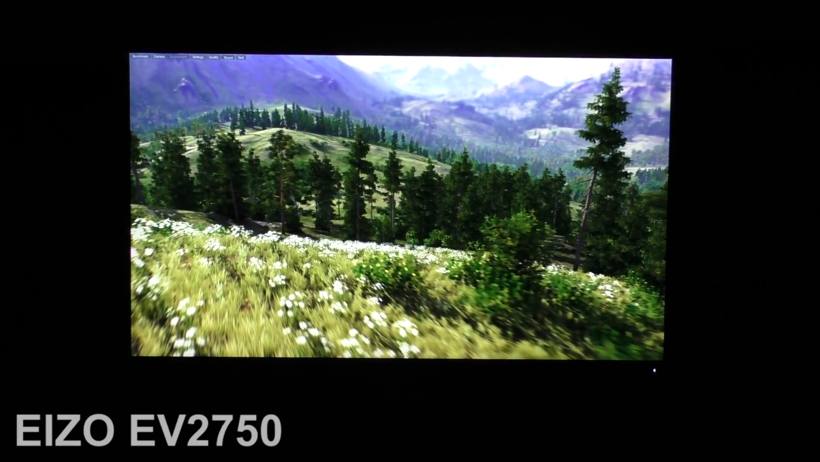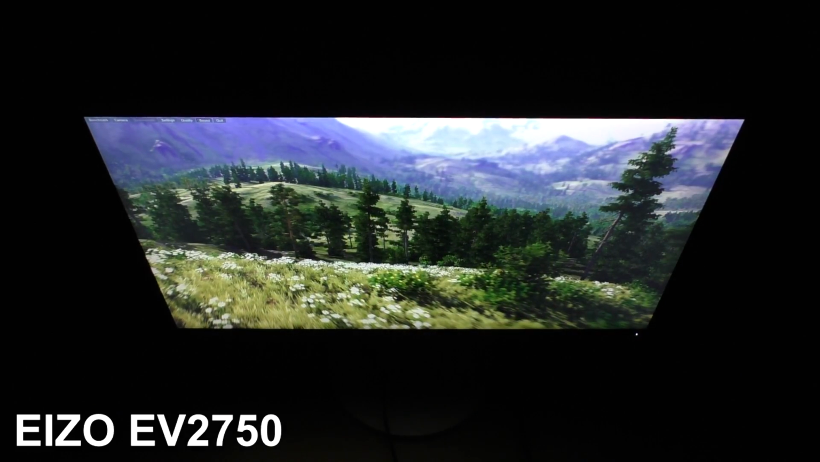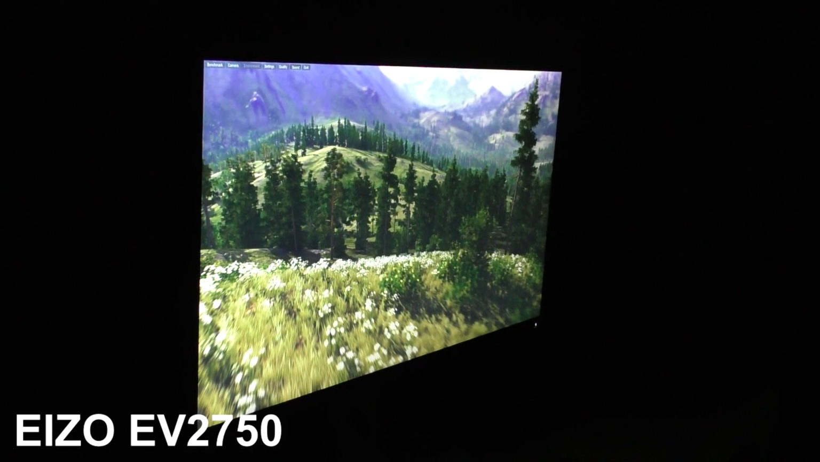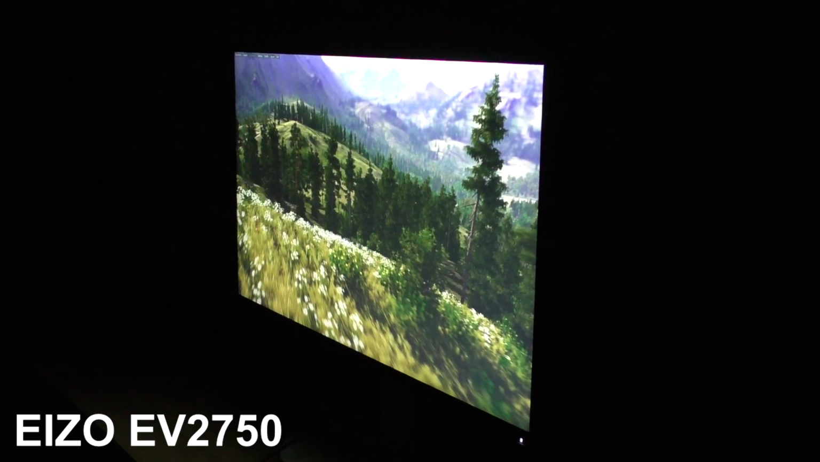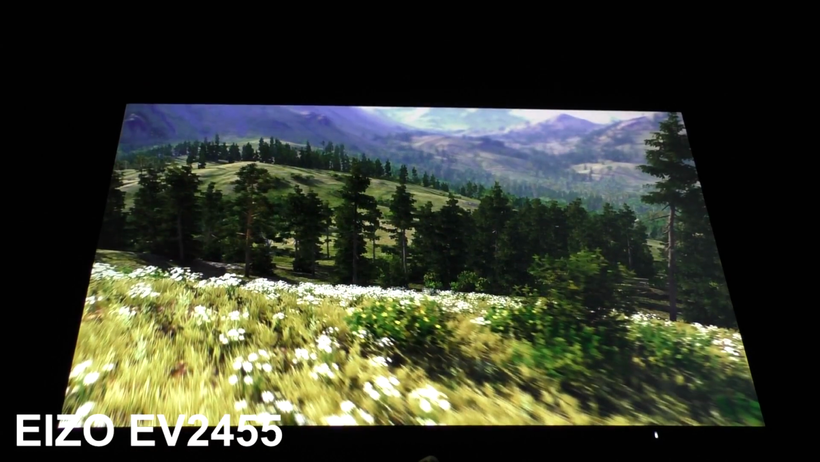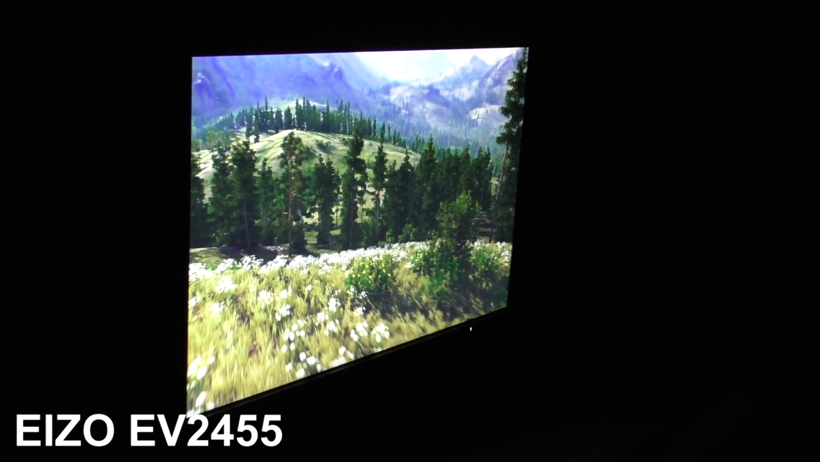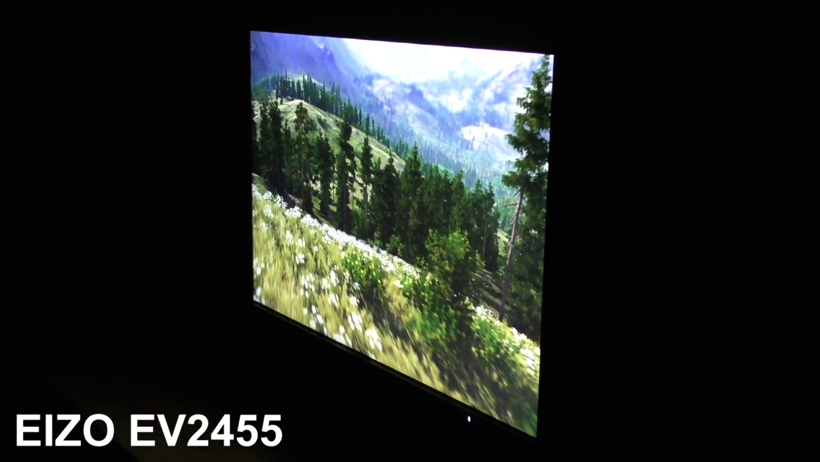Let's start off with the most expensive one of the four, the Azo EV2750. Very good viewing angles, that's what I can tell you right off the bat. We'd expect that at that premium price. Now what about the Azo EV2455? Just as good as the EV2750, very well.